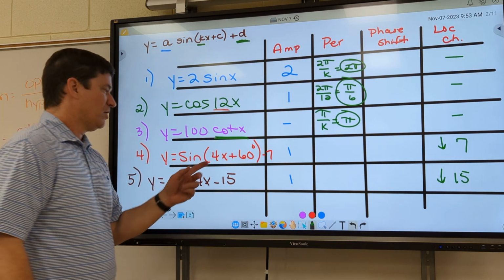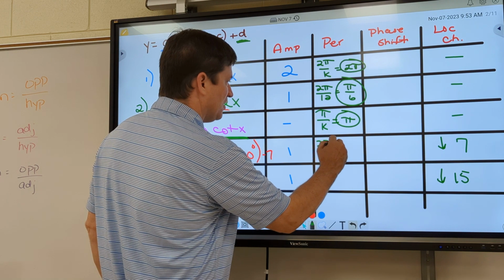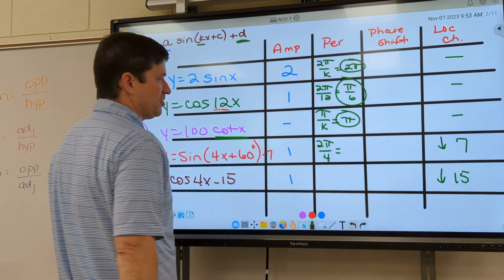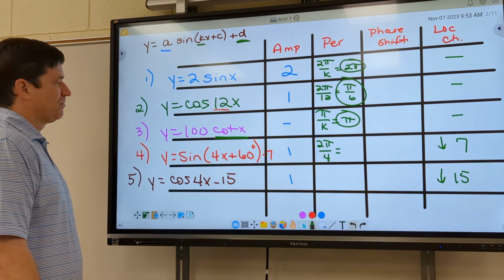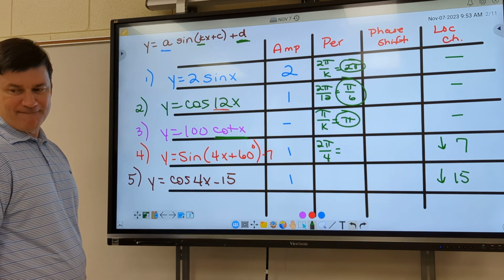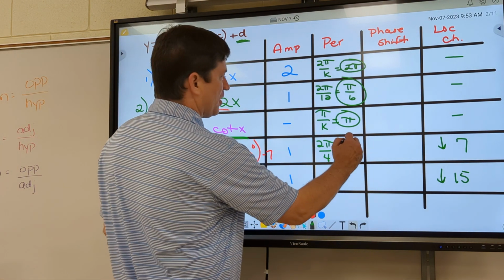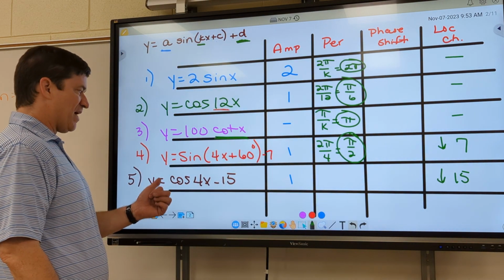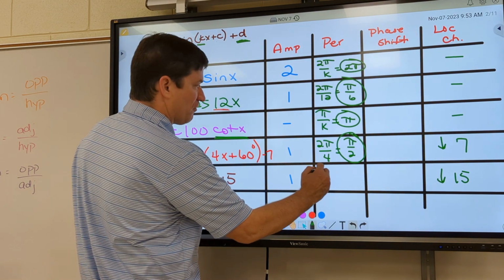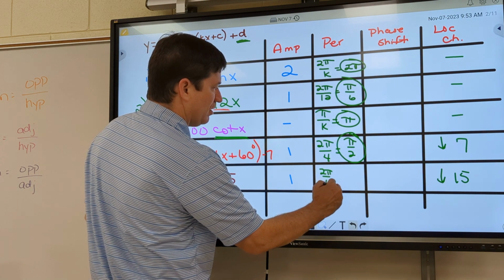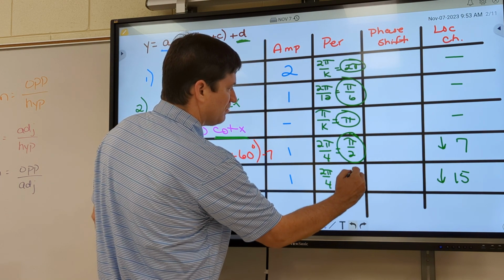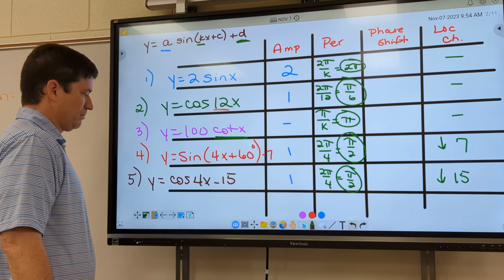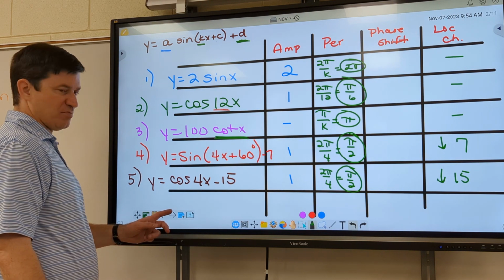All right, let's keep going. Number 4, 2 pi over 4. Put it in your calculator. What's it reduced to, James? Number 4 for period. What you got? Pi over 2. Pi over 2 is what it reduces to. I agree. Number 5, again, 2 pi over 4. We just did that one. We know that's going to be pi over 2. All right, let's go to number 6.